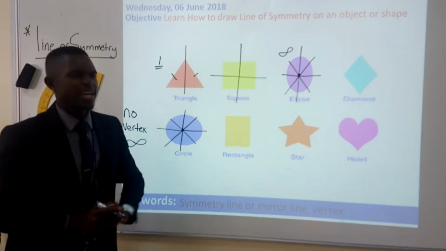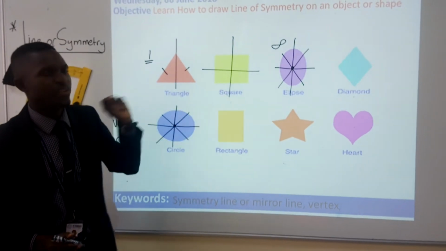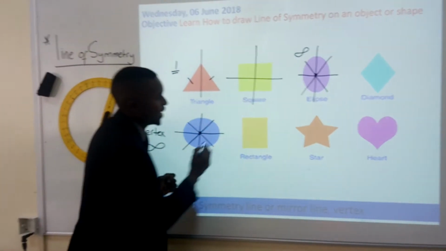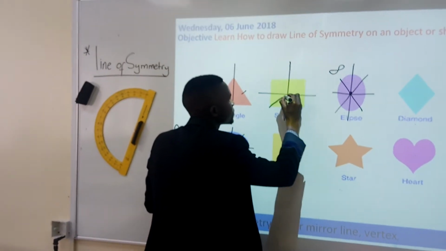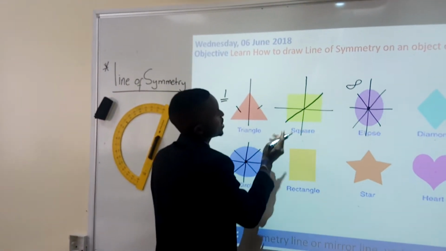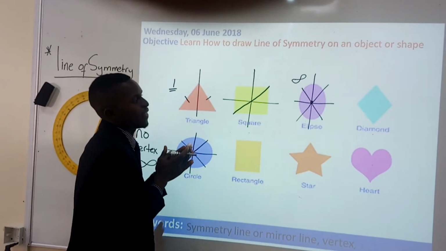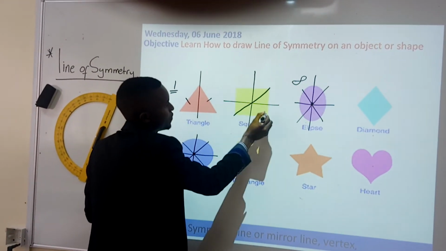And let's try to analyze from this vertex down to this vertex. Can we have a line of symmetry? I'm pretty sure yes. Let's draw a line of symmetry. You can see this half and this half are equal and they match each other. And it also applies from this side.